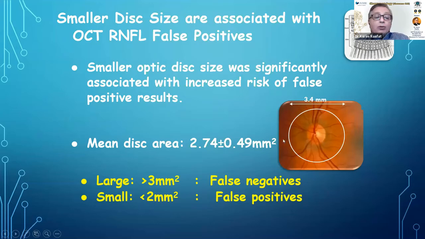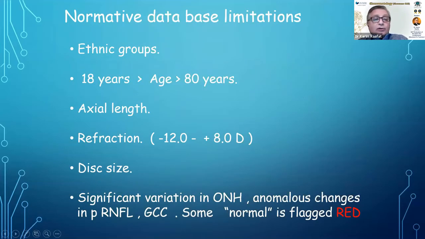So we always take the disc size, which the machine gives us. If it's larger than 3 square millimeters, we must be very careful about false negatives. While if it's small, less than 2 square millimeters, be very careful about false positive results. And again, as we saw, these numbers are compared to the normative database, but we should remember that this normal database differs between ethnic groups. Asians differ from Caucasians, who differ from Africans. So we have to take the ethnic group into consideration.